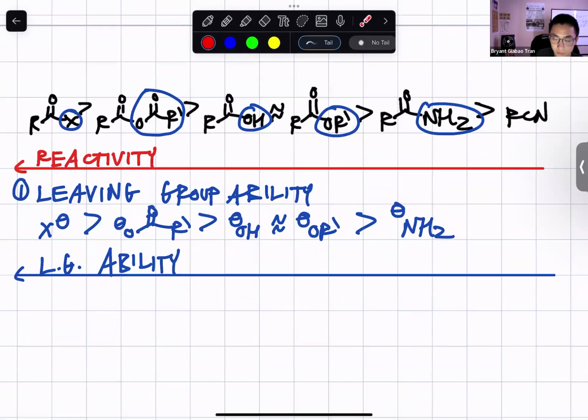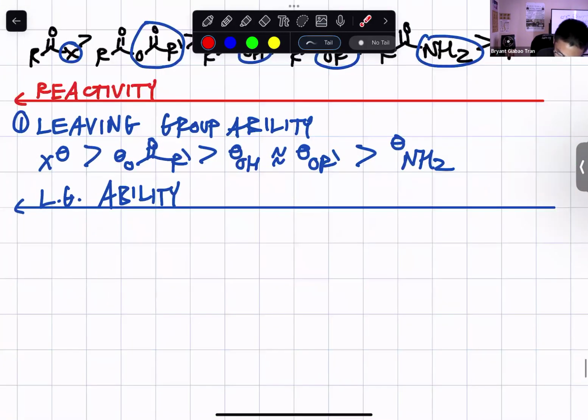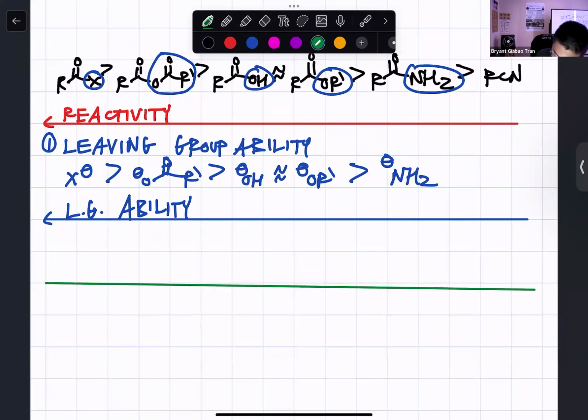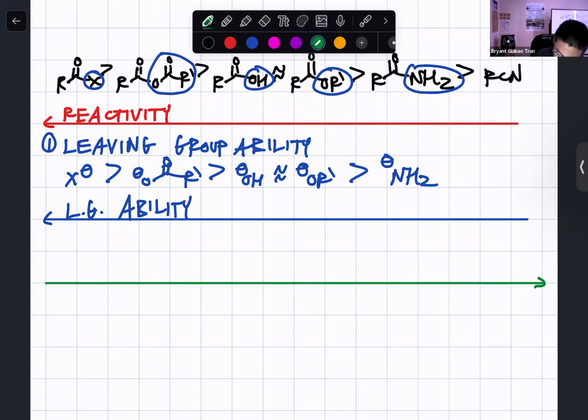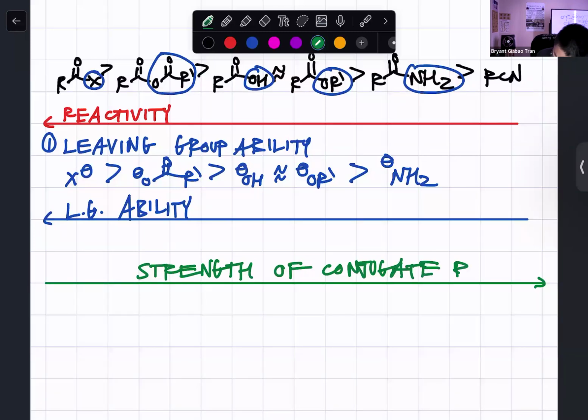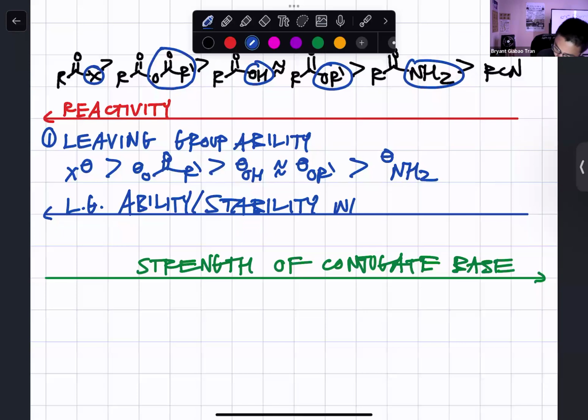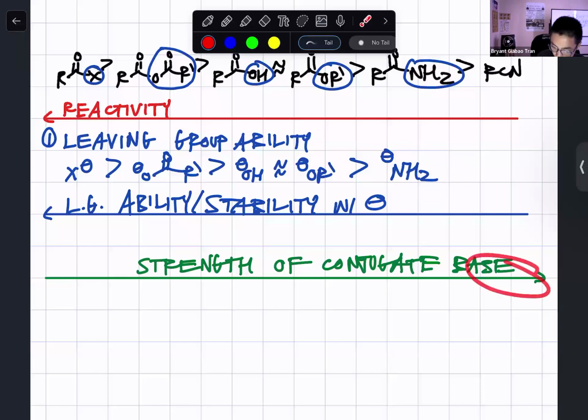Instead of seeing leaving group ability, you might see it in terms of the conjugate base. Because if you think of leaving group ability, you think of stability with a negative charge. Back in 118A, we learned that if something is more stable, it's less reactive. If something is less stable, it's more reactive.